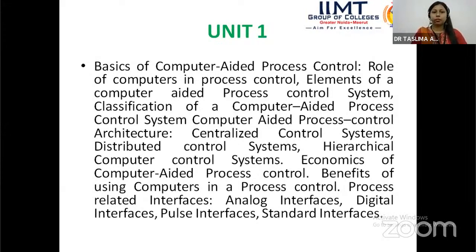For this subject, unit 1 mainly covers these topics: basics of computer-aided process control, role of computers in process control, elements of a computer-aided process control system, then classification of computer-aided process control systems, and after that architecture. Based on the connection of computers, we divide the architecture of a computerized process control into different types, for example, centralized control system, distributed control system, and hierarchical control system.